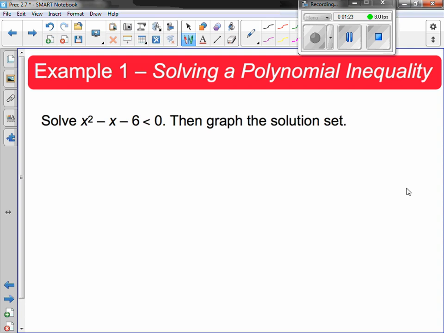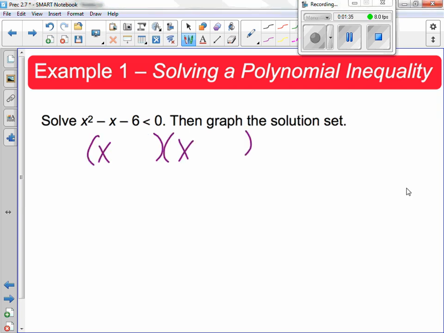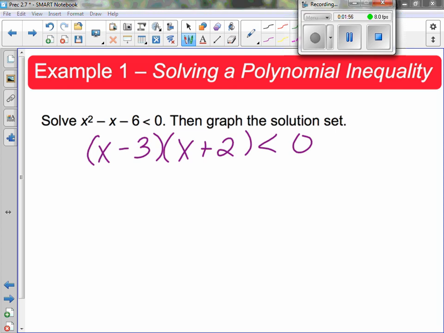So when we look at this here, what we want to find first is the zeros. I can find them using the quadratic formula, or I can factor, but let's go ahead and factor this. x minus 3 and x plus 2. We good with how that factored? Okay. So we have these two here, yes? Now, I'm not worried about the less than 0 right now. I want to see where the zeros are, where it crosses.